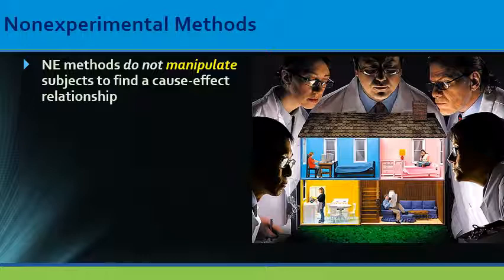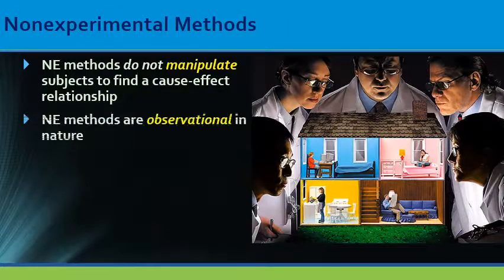Non-experimental methods might suggest a cause-effect, but they don't manipulate people in order to find out if there is a cause-effect. In fact, non-experimental methods are merely observational. You watch and you see what happens. You might have a guess as to what's going on, but you can't show cause or effect with non-experimental methods.